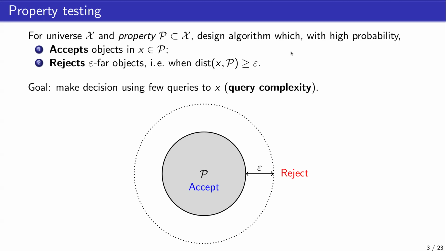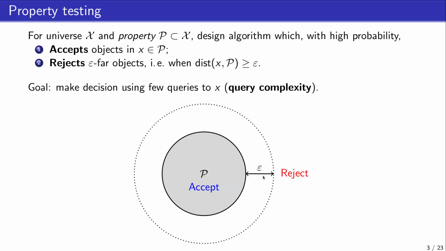And we want to design an algorithm which distinguishes whether this object X is indeed in P, so it has the property we care about, or not only does it not have the property, but it is epsilon far from having the property. So pictorially, P here, this gray area denotes the objects we want to accept for sure. And then anything that is epsilon far from this area, we want to reject for sure. And if it's in between, then maybe we'll accept, maybe we'll reject.